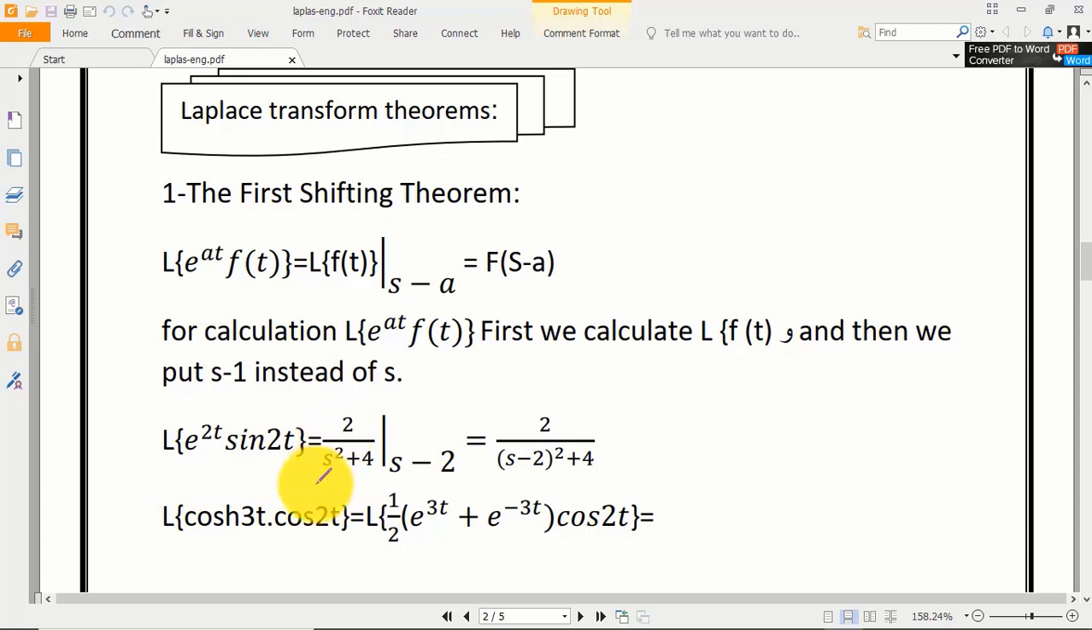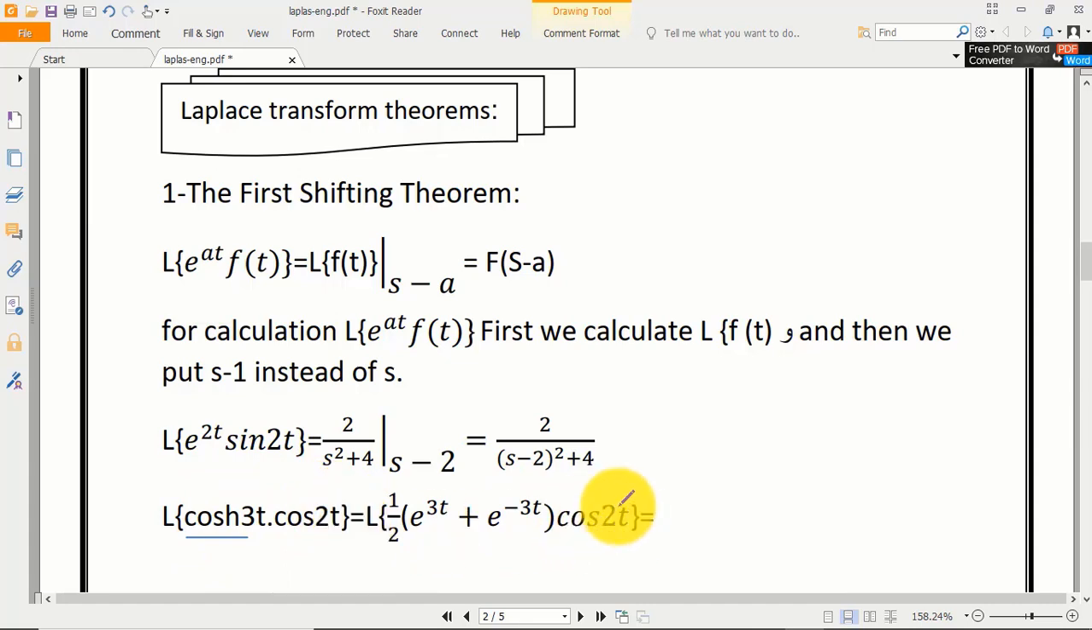Look at the second example to make it more obvious. The Laplace transform of hyperbolic cosine 3t times cosine 2t. This is a different and kind of good example. You may ask yourself, why do we have this example here? You know why? Because you can turn hyperbolic cosine 3t to an exponential function and write it in this form: half of e to the 3t plus e to the negative 3t. So this is the form that hyperbolic cosine is known as.